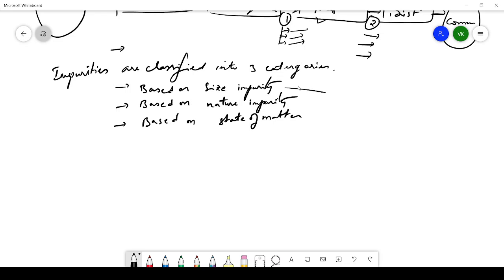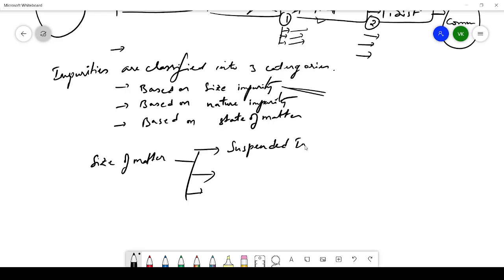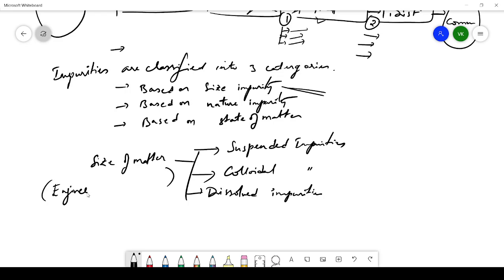If you see the further classification of impurities based on size of matter, again the impurities are classified into three types. They are suspended impurities, second one is colloidal impurities, and the last one is dissolved impurities. This classification is also called as Engineer's classification.